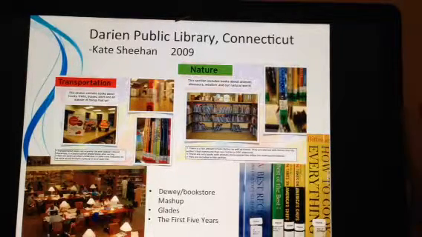They also relabeled their children's section. They called it the first 5 years. And they put things into categories. Here are all their books on transportation or nature and things like that. And you can see how they relabeled with words and numbers.